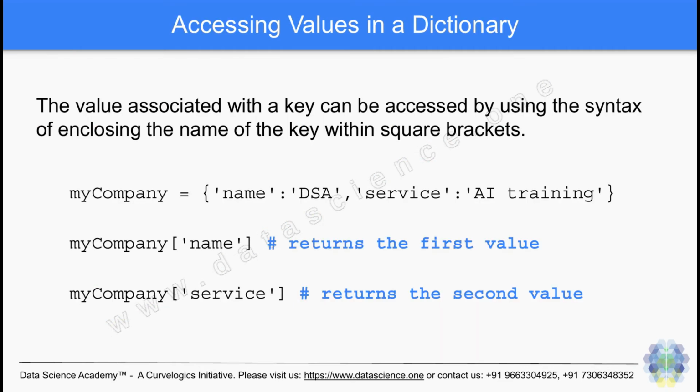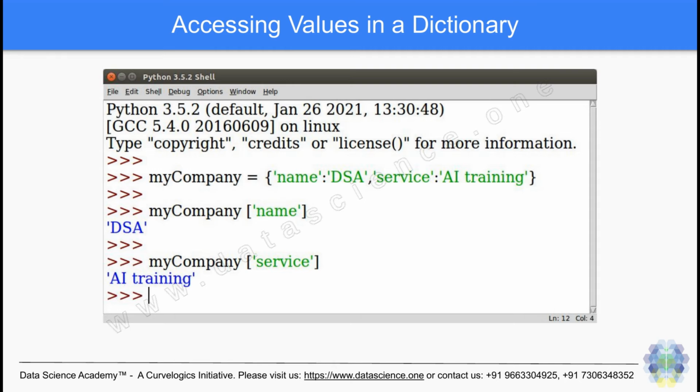The value associated with a key can be accessed by using the syntax of enclosing the name of the key within square brackets. A dictionary by the name myCompany is created containing two key-value pairs, namely name and service as the keys, with Data Science Academy and Artificial Intelligence training as the corresponding values. The first value can be displayed using the syntax myCompany followed by name, enclosed within square brackets. Similarly, the second value can be accessed using the syntax myCompany followed by service, enclosed within square brackets.